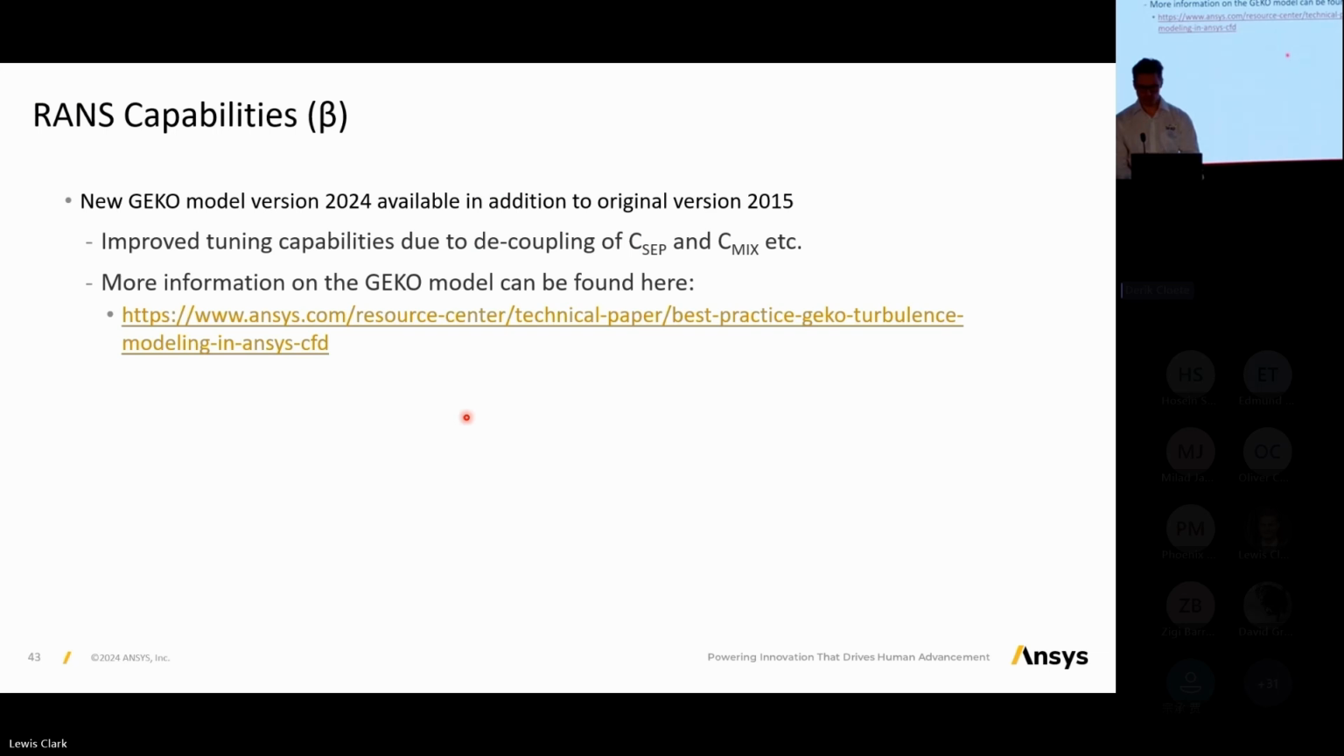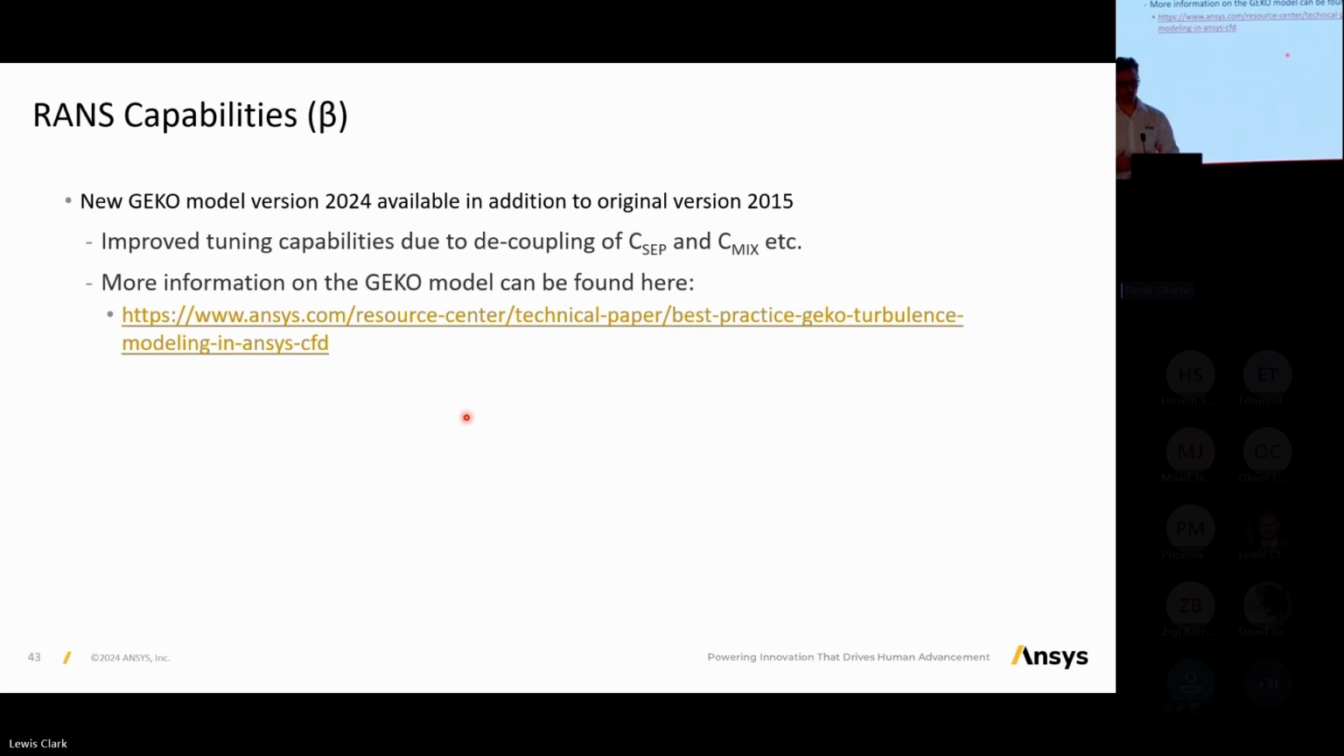Onto turbulence modeling. I've just got two slides here. One of them looking at RANS, and the other will be on LES. But just quickly on the RANS front, I don't know if anyone in the room uses GEKO yet. By default, it's essentially k-omega SST, but it's got some free coefficients that you can tune that are physics-based. What I mean by that is there'll be a coefficient for separation, and there'll be a coefficient for mixing behavior.